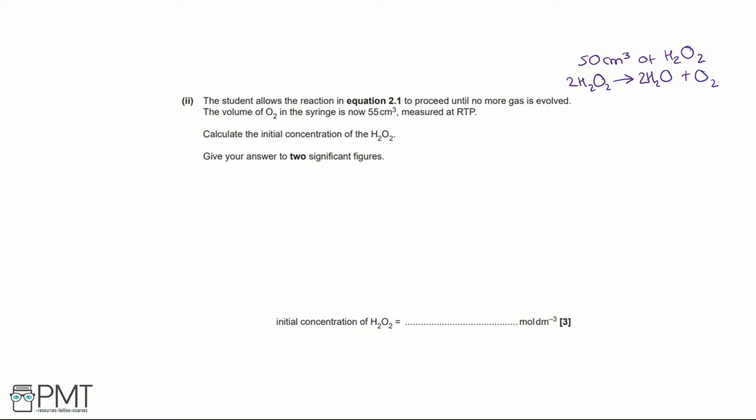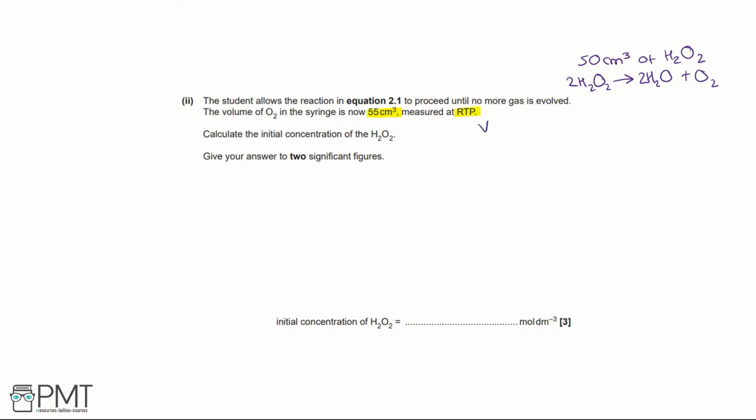Firstly, I've copied over the key pieces of information from part 1 that we're going to use to answer part 2. Then we need to highlight the other bits of information we're given in part 2 that we can then use to answer the question. Firstly, we're told the gas volume of oxygen is 55 centimeters cubed and that it's measured at room temperature and pressure.